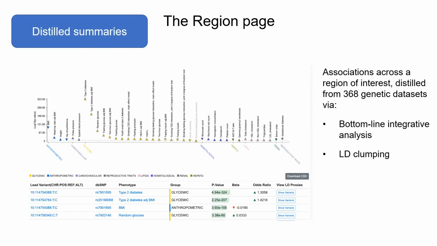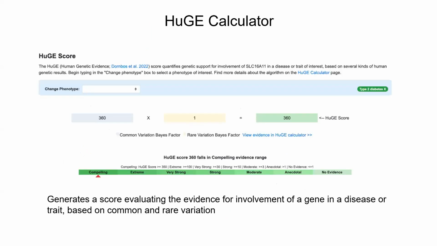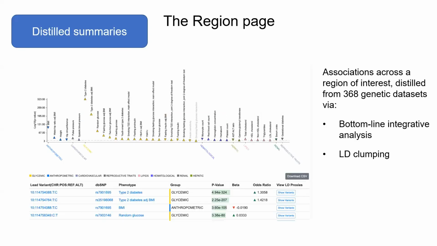And so we distill and summarize the information in this way, first of all, by doing bottom line integrative analysis. All of the associations for each phenotype are analyzed together in a procedure that we've worked out. It's based on METAL that our colleagues at the University of Michigan have developed, and we're continuing to refine this process. It's meant to give the best bottom line p-value for every association, every variant, based on integrating all of the available association data.